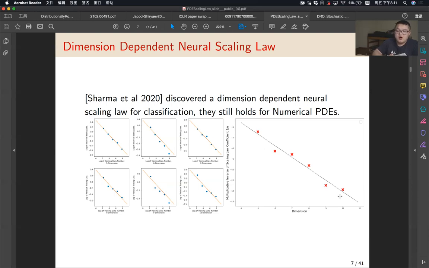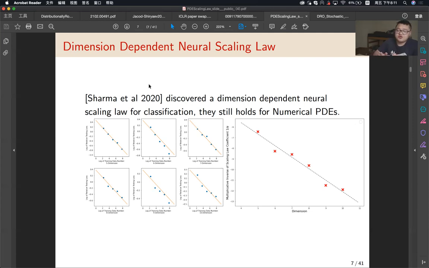It is saying that my test loss may become n to the power of alpha, and the alpha is proportional to the inverse of your dimension. This was discovered by this paper for the classification task, but I will show you that the figure here, which is actually drawn by myself, is for PDE solvers. So you can also have a very good neural scaling law for PDEs here.